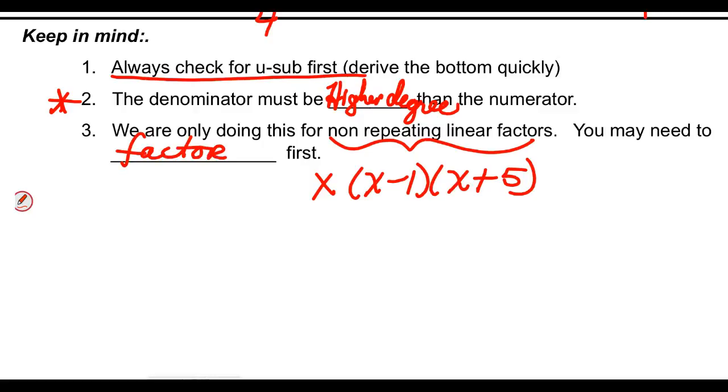But here's what I won't give you until after the AP exam. Here is a repeating linear factor, because x minus 1 is in there twice. I also won't give you a quadratic factor like this, unless it was x squared minus 1, because then I could make it non-repeating linears. Does that make sense?